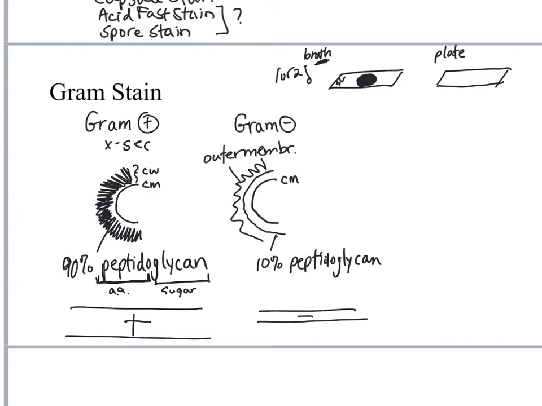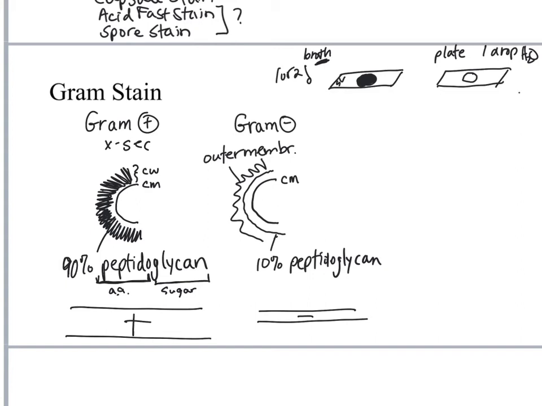Okay. The difference is when you take cells from a plate to make up your bacterial smear, you're going to add a drop of water and put that on the slide first. You want to get the smallest drop that you possibly can. I'll give you some hints how to do that.